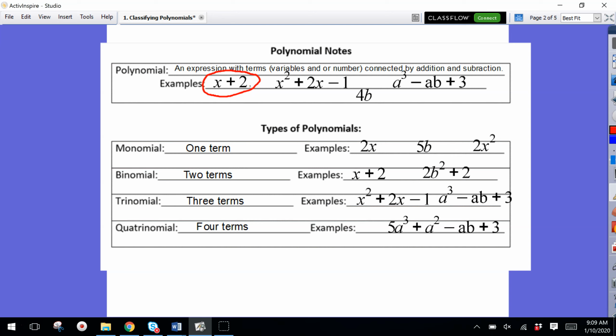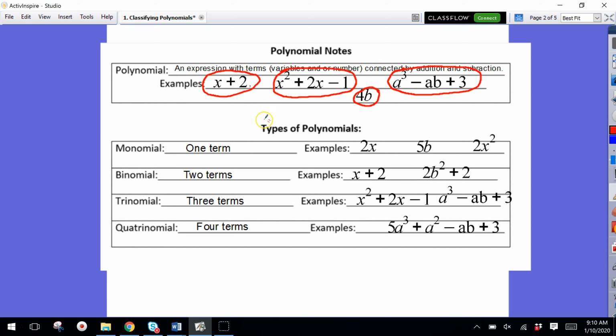Eventually we're going to start working more with things that look like x squared plus 2x minus 1. Again, it's a polynomial because it has variables and numbers that are just being connected with addition and subtraction. This is also a polynomial. Again, we're going to be looking at things like this, a cubed minus ab plus 3. And then something more simple would be 4b. Again, we've already seen something like this, but now we're just formalizing the name. Okay, every variable or number that is being connected by addition and subtraction is called a term.